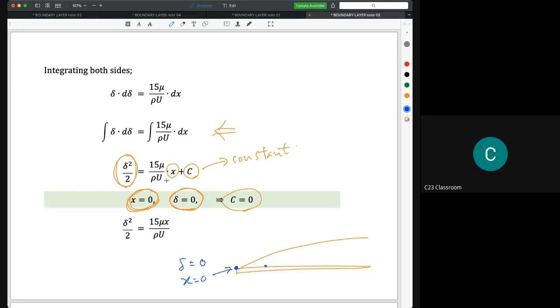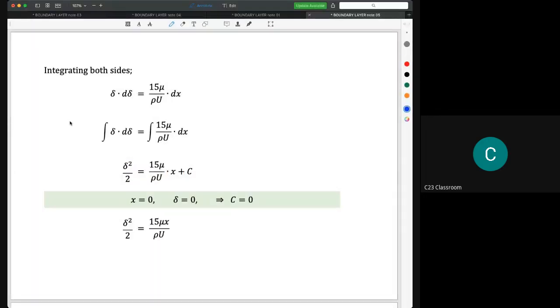Okay. So now after we substitute the boundary condition, we get that delta square over 2 is equal to 15 mu x over rho u. Now we have an equation without d delta and dx.